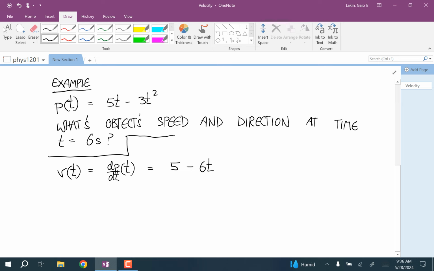Okay. That tells us the velocity at any time we want. We want the time 6 seconds. So at time equals 6 seconds, the velocity is 5 minus 6 times, plug in 6 seconds for the time. And you get negative 31 meters per second.